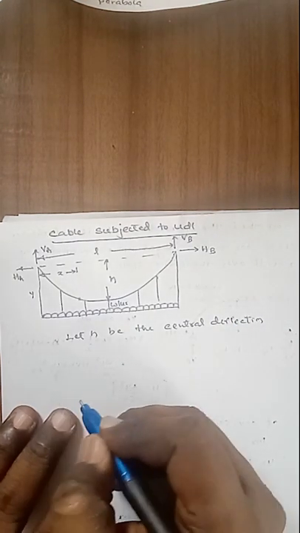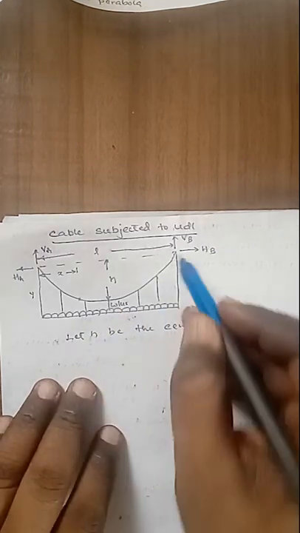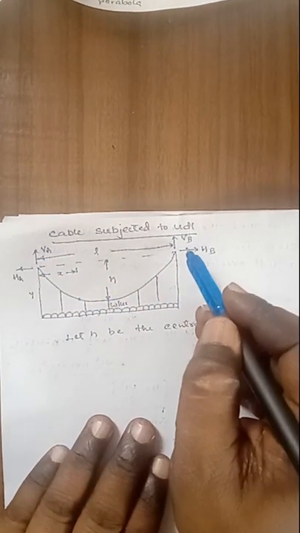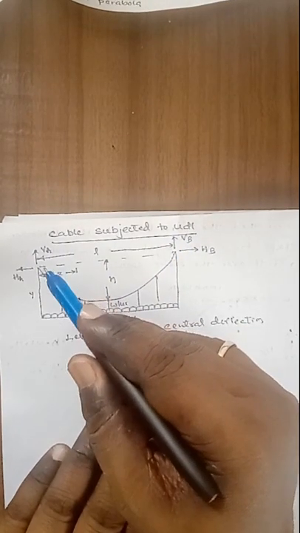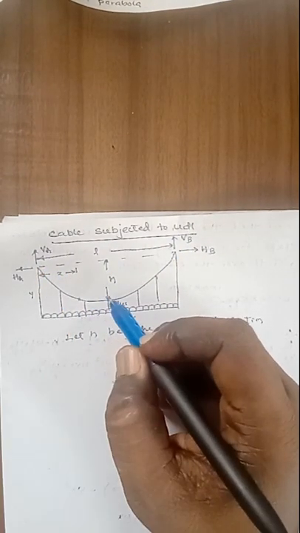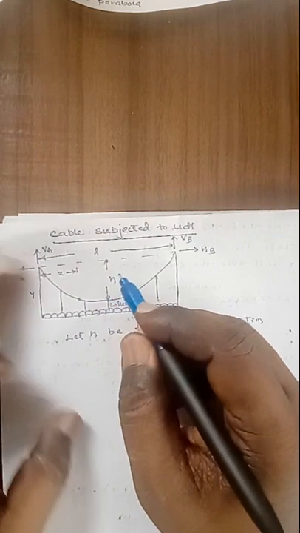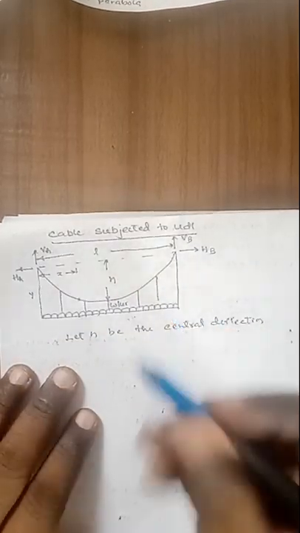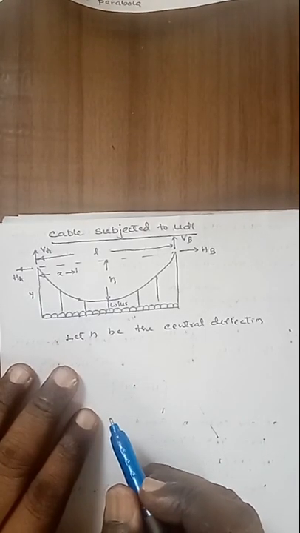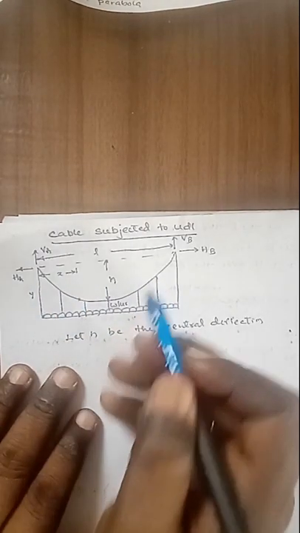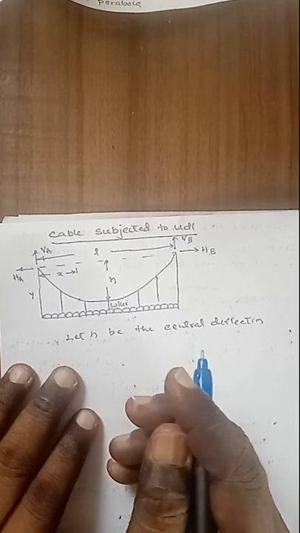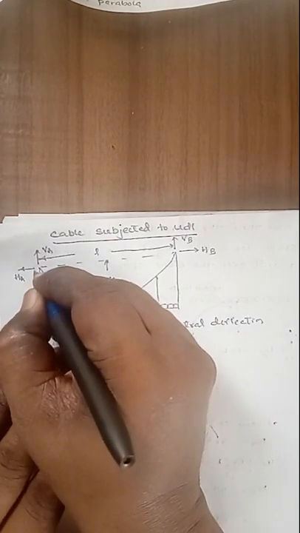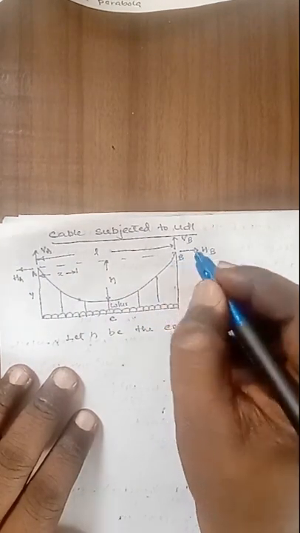Then by observing this diagram, these are the support reactions, support reaction at A and support reaction at B. Already I told that the cables are subjected to tensile loads. These are tensile in nature. This one is HA and this one is HB. By using the equilibrium equation, HA equals HB equals H. Similarly, this one is the central portion, central dip. This one is A, this one is B.